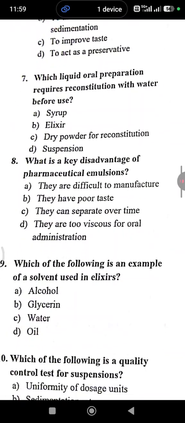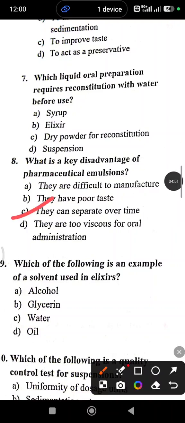Let's go to question number 8. What is the key disadvantage of pharmaceutical emulsions? Option A, they are difficult to manufacture. Option B, they have poor taste. Option C, they can separate over time. Option D, they are too viscous for oral administration. So the right answer for question number 8 is option C, they can separate over time.